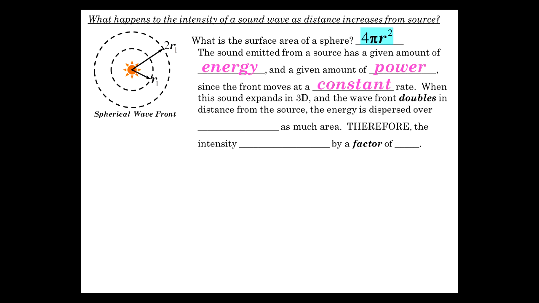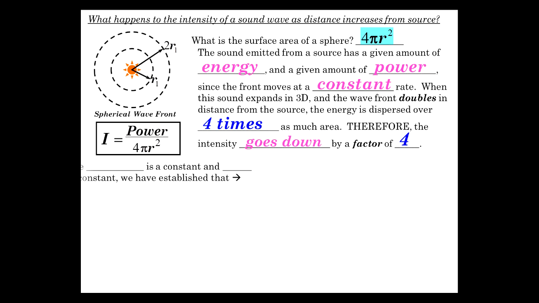The energy is then dispersed over how much area? If we go from R1 to 2R1, how much more surface area is that spherical wavefront spread across? Is that complicated? How much more area does it have? Hopefully you said 4 times. And therefore the intensity is the same amount of power spread out over 4 times the area. So the intensity does what? It goes down. By a factor of, don't say a half or a factor of 2, but by a factor of 4. Yeah. All right. Conclusion.